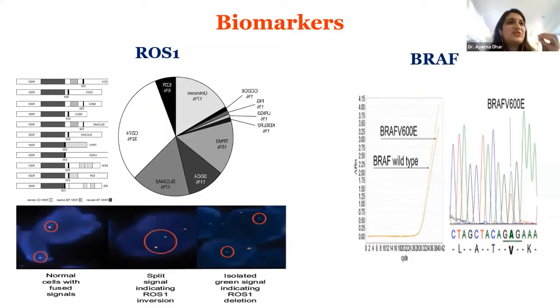BRAF constitutes not more than 2 to maybe 3% of mutations in the case of NSCLC. Again, there's no population bias per se. It's a very generalized thing, and I think this is what we see in our Indian labs. This is what's being reported out from Asia, the Middle East, US, Europe, etc.